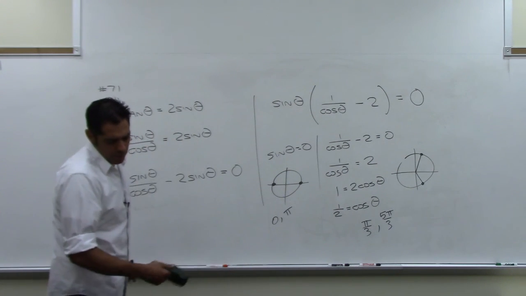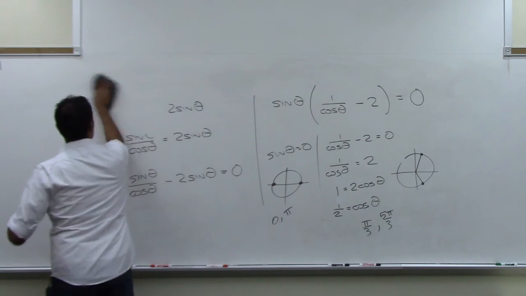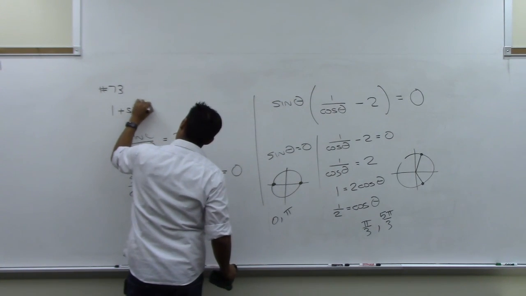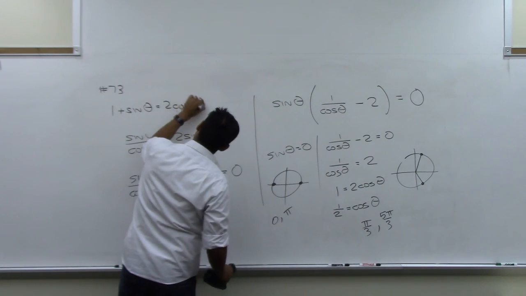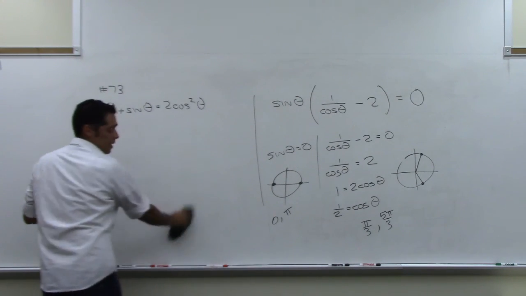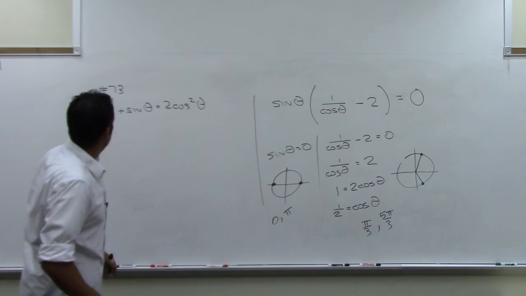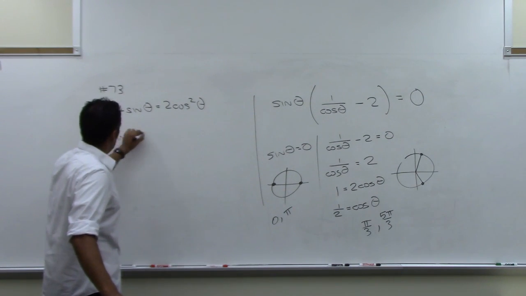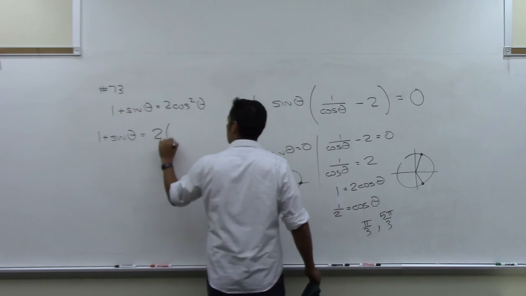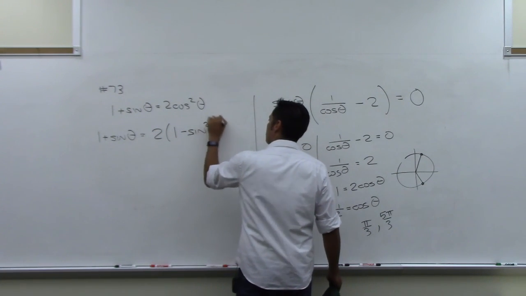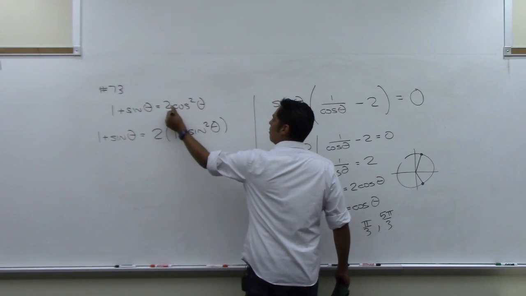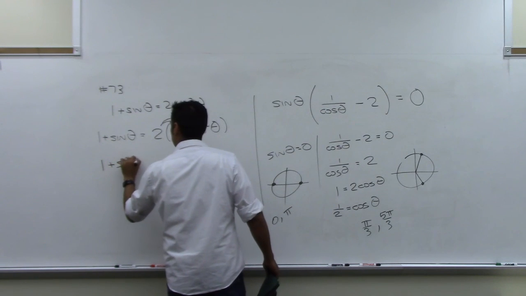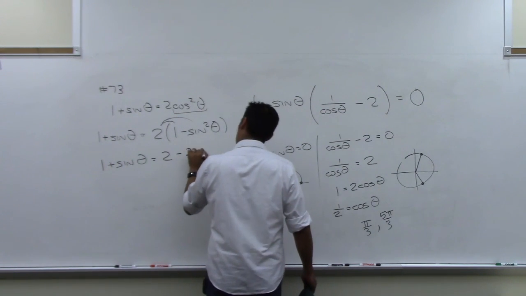73. I'm going to go fast. 1 plus sine theta equals 2 cosine squared theta. Okay, moving quickly. I know I'm already moving quickly, but I want everything in terms of the same thing. So I'm going to decide to use the Pythagorean identity on the right side. Just be careful with that 2, because that 2 has to get distributed to both of these terms. If I turn this right here into 1 minus sine squared theta, the 2 has to go through. So I get 1 plus sine theta equals 2 minus 2 sine squared theta.